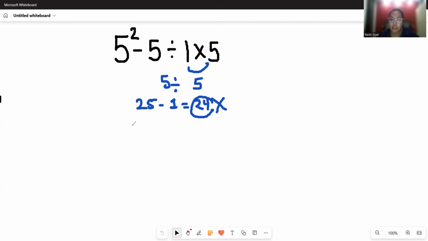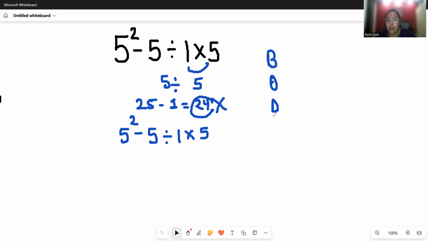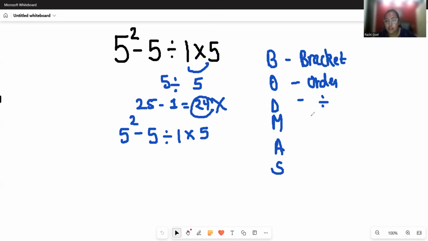Yes, it's incorrect. When in an expression like this, you have multiple operations like exponent, then division, then multiplication, then you have to follow the BODMAS or PEMDAS rule. As per this rule, first you have to solve the bracket, then order, then division and multiplication, both have the same priority, similarly addition and subtraction.